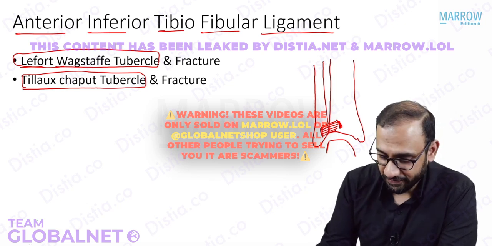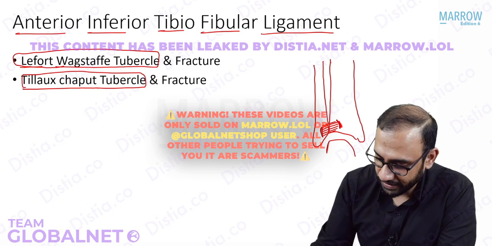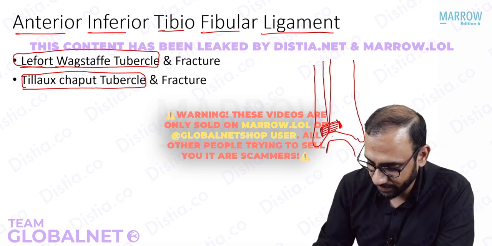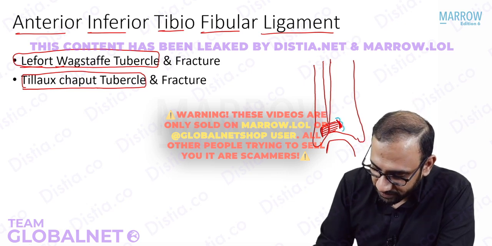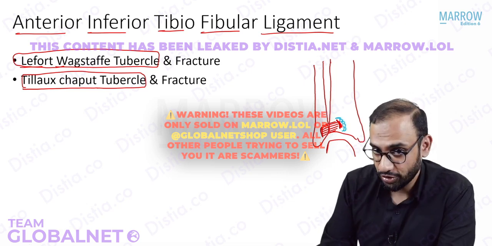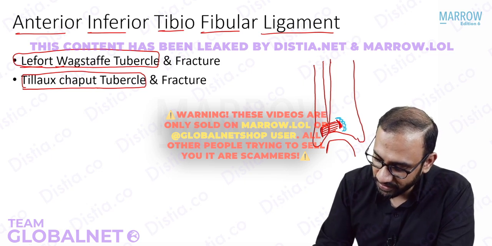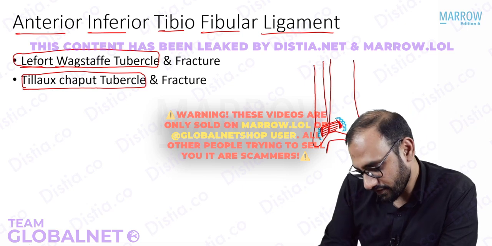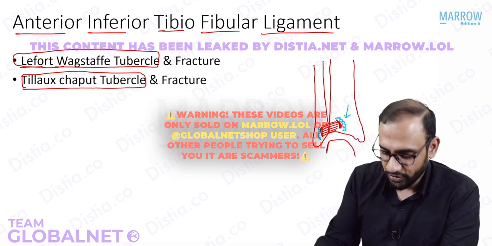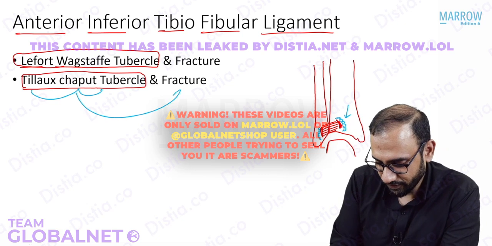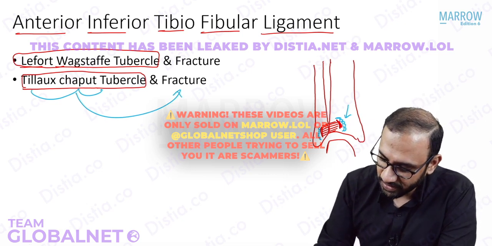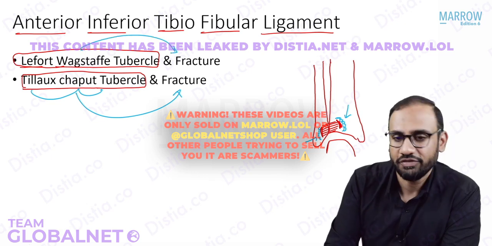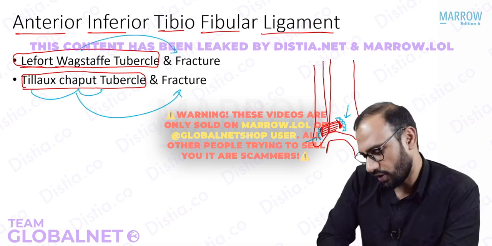The AITFL, that is antero-inferior tibio-fibular ligament, can get torn in the substance. Or it can get avulsed from the tibial tubercle, that is Tillot's caput tubercle, or from the fibular tubercle, that is the Lefort-Wagstaffy tubercle. If it gets avulsed from the tibial tubercle, we call it Tillot's caput fracture. If it gets avulsed from the Lefort-Wagstaffy tubercle, you call it Lefort-Wagstaffy fracture. That is all you need to know.